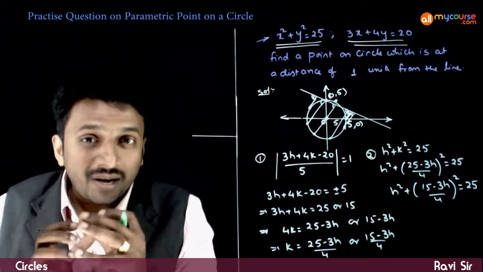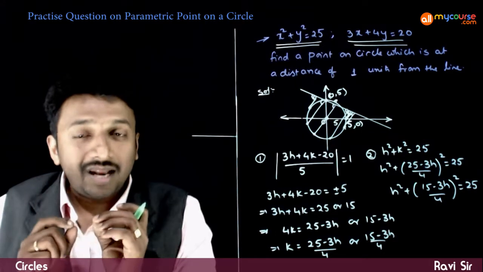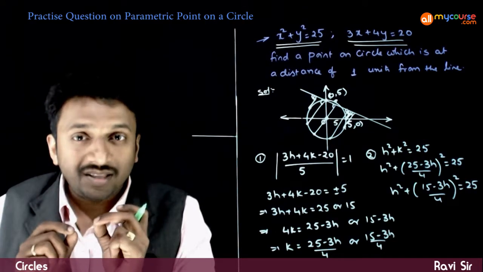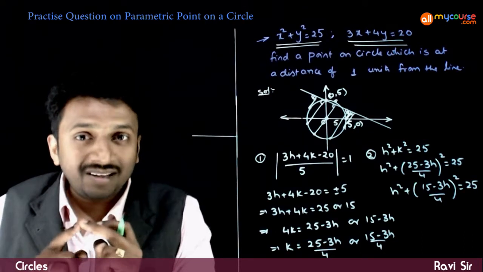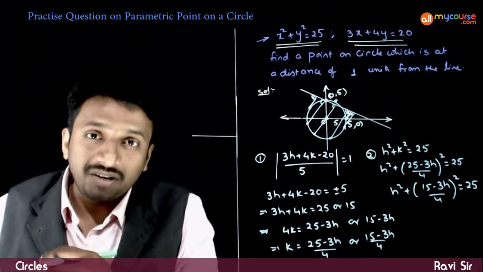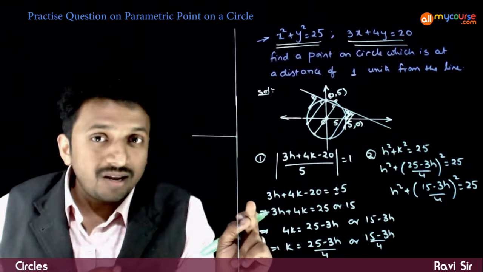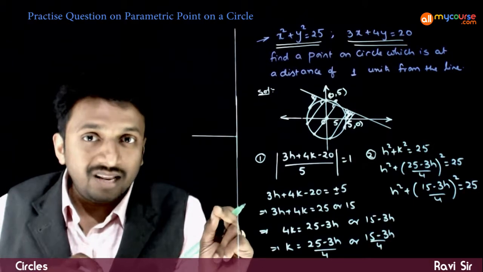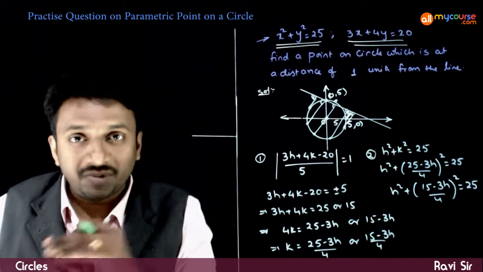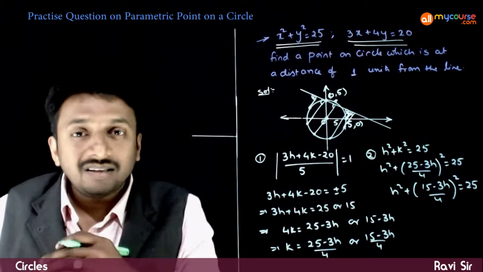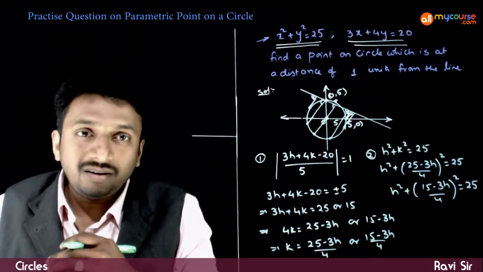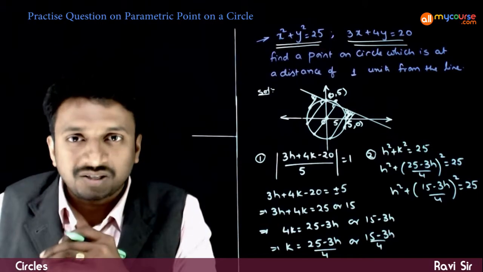In the parametric method, the number of variables, the number of unknowns, is small, but the type of equations are trigonometric equations. In this method, the number of variables is more, but the nature of equations that you get is algebraic. So you have to decide which is better in the particular case of the question.